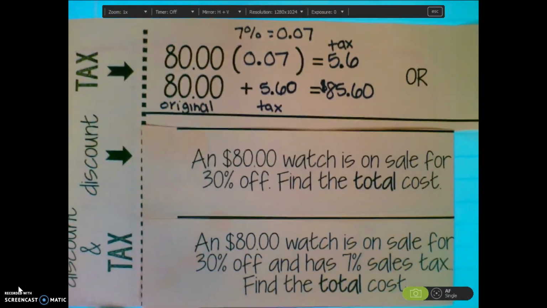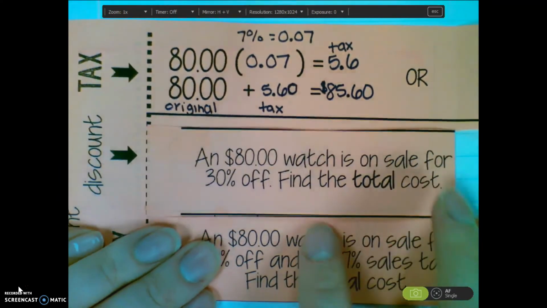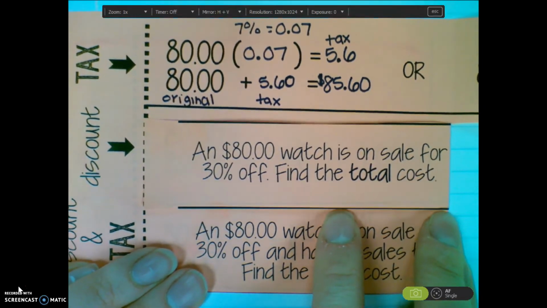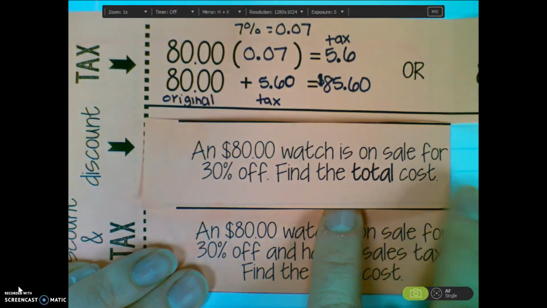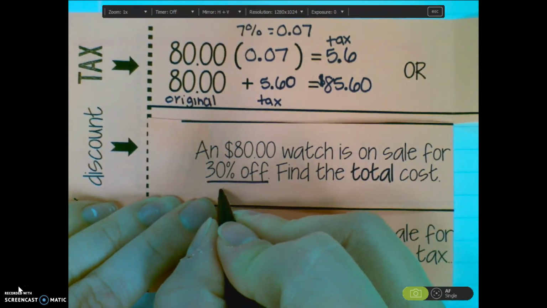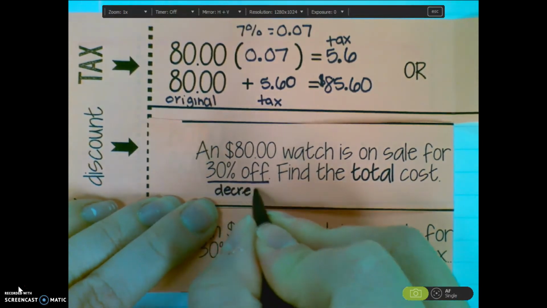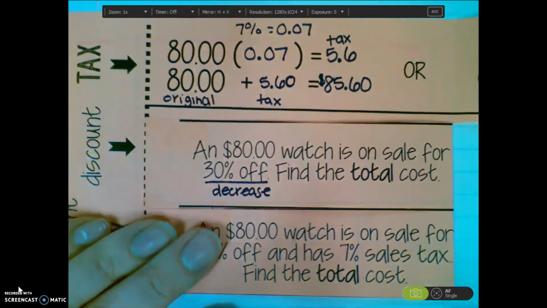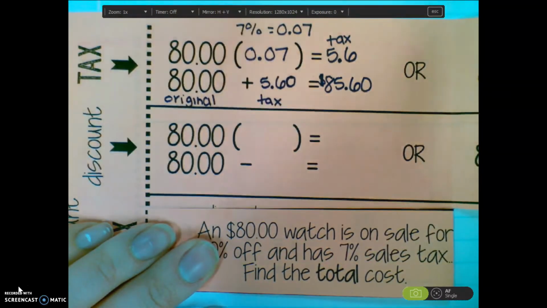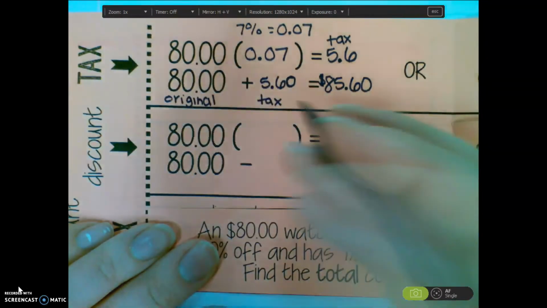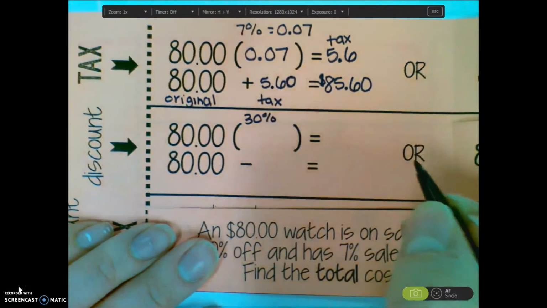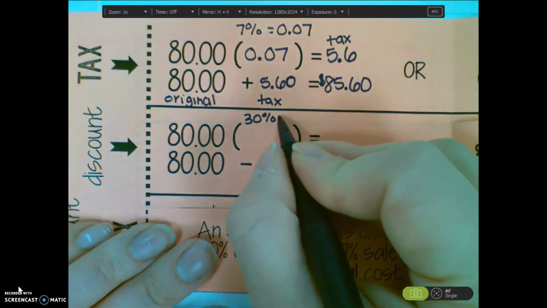And I'm going to go ahead and do the same thing for the discount piece here, and then we'll talk about what's on the other side of your foldable. So we do the exact same idea for a discount. It's 30% off, so this is a discount. This would be a decrease in our overall cost. So if the $80 watch is on sale for 30% off, then we want to do the same process. We want to take our discount, so find 30% of 80.